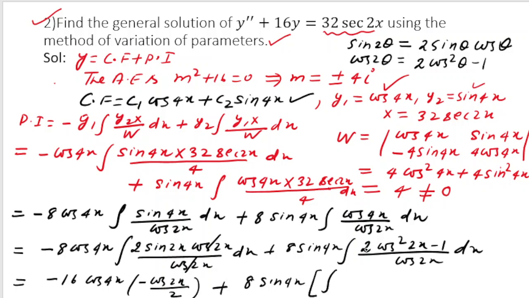How will I do this integral? The 2 will be a constant, so that will be taken out. For the integration of cos square 2x minus 1 by cos 2x, I will separate the terms, cos square 2x by cos 2x and 1 by cos 2x. Cos square 2x by cos 2x will give me cos 2x dx, and minus 1 by cos 2x will give me sec 2x dx. Since we don't have space here, we need to move to the next page.